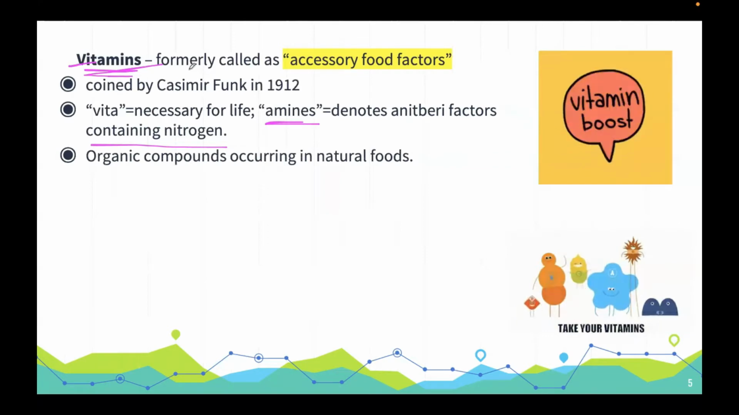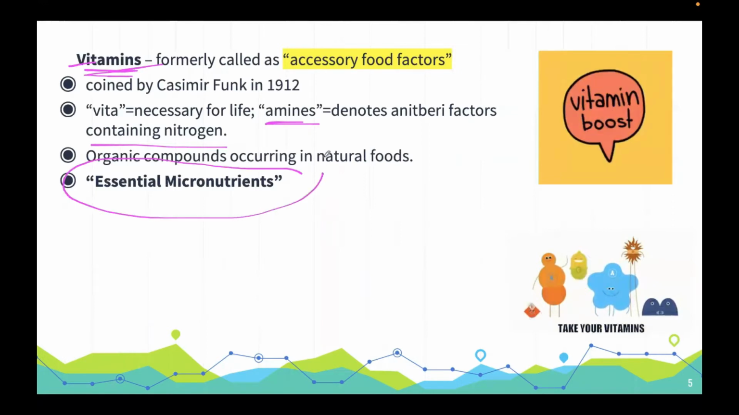Next, your vitamins are organic compounds occurring in natural food. Organic compounds meaning most of them, they contain carbons, and mostly they came from natural food. So your vitamins are what we call essential micronutrients. Essential meaning hindi po siya nasisynthesize naturally by our body. So it must be incorporated in our diet.